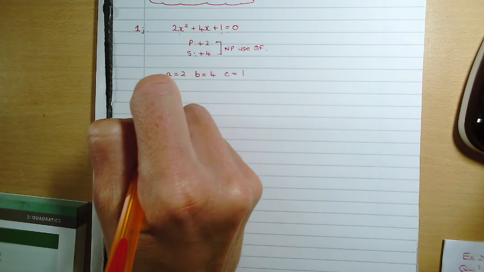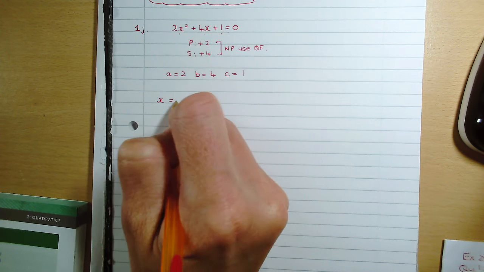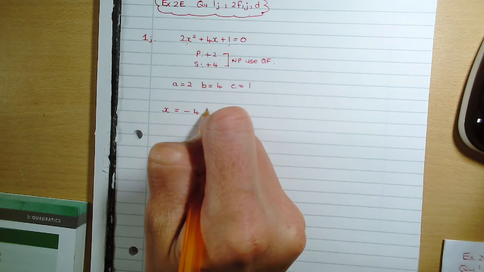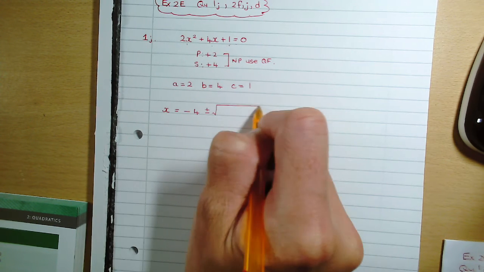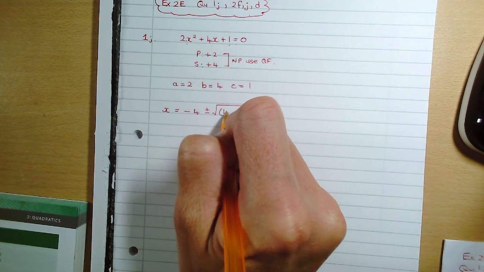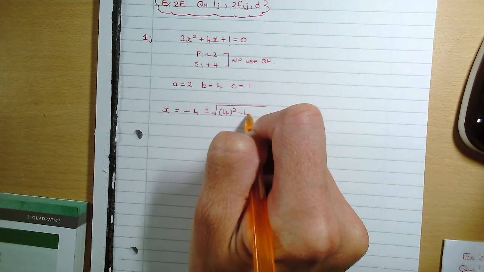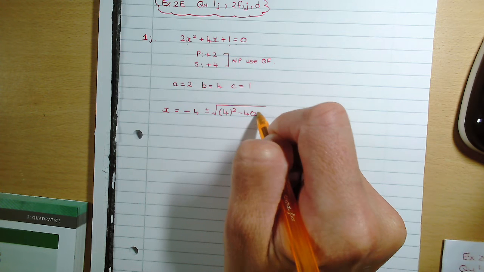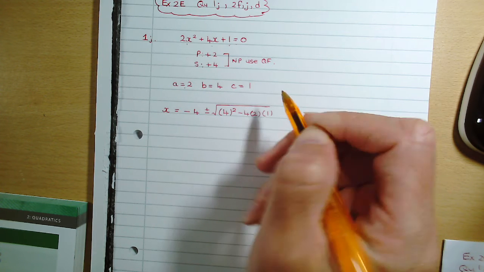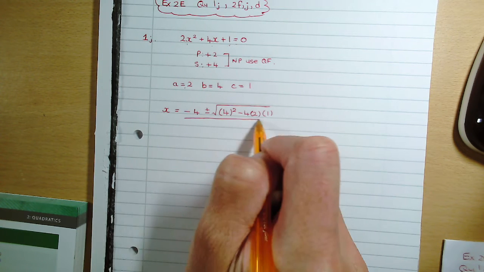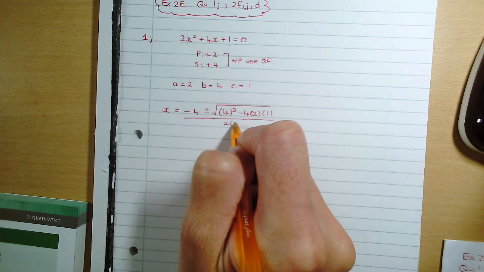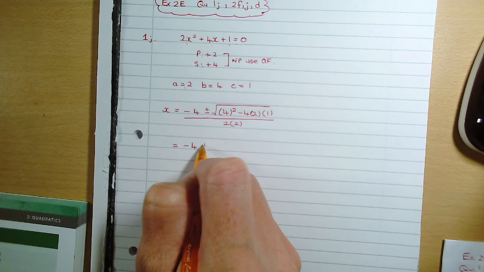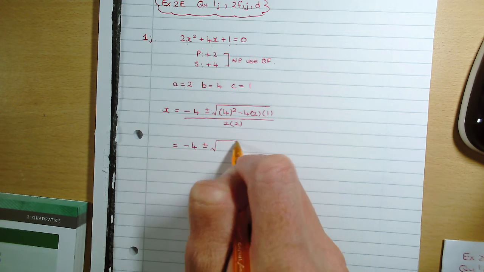So quadratic formula, x equals, and then minus, and then B is 4, plus or minus the square root of B squared, minus 4, times A times C, and that's all over 2A. So that's 2 times 2. So if we tidy up, we've got minus 4 plus or minus, and then we've got the square root of.